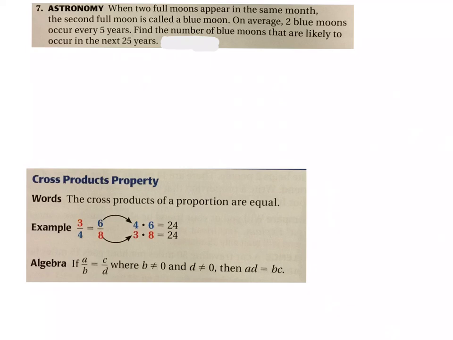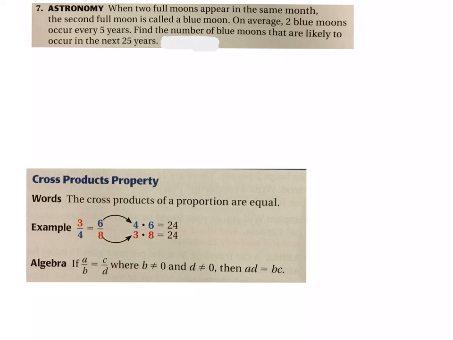Astronomy. When 2 full moons appear in the same month, the second full moon is called a blue moon. I don't know if you've ever heard that saying, once in a blue moon. On average, 2 blue moons occur every 5 years. Find the number of blue moons that are likely to occur in the next 25 years.